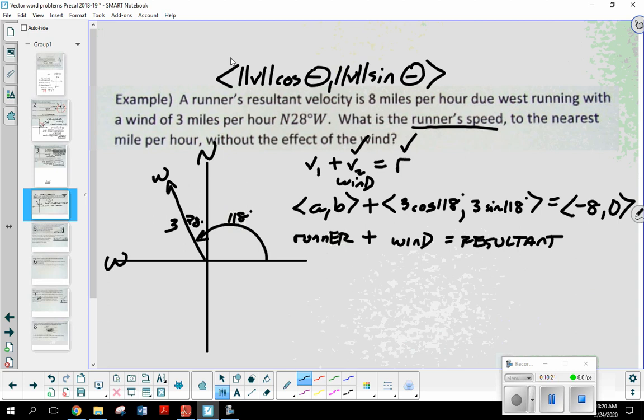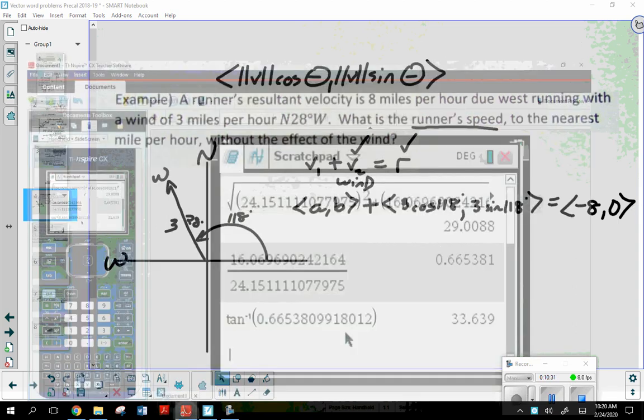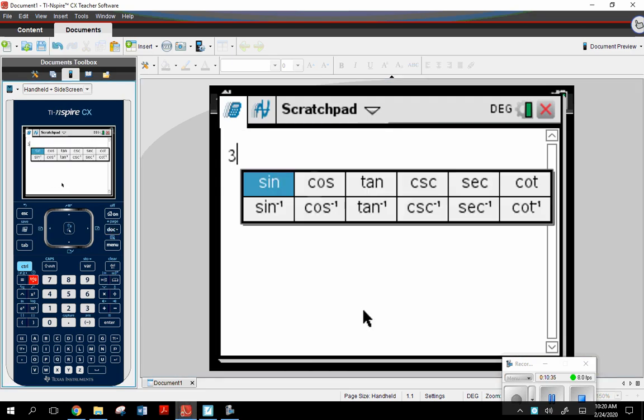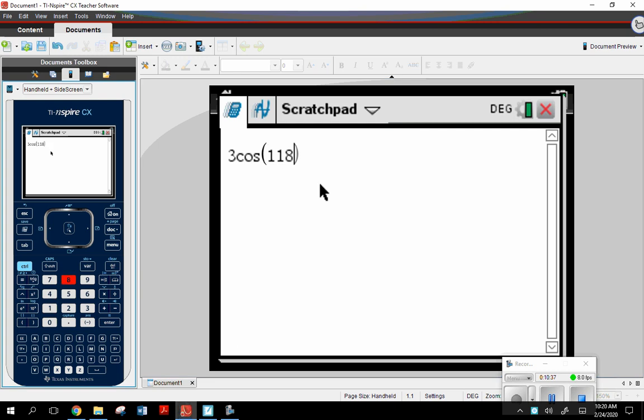All right. Okay. So let's go ahead and approximate the component form for the wind. So first I need 3 cosine of 118. I'm going to come over here to my calculator. Let me get rid of all these calculations. So 3 cosine of 118. I'm getting negative 1.41, let's say.